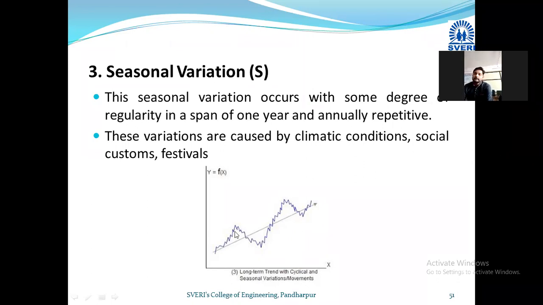In the summer season, the demand for coolers and AC is more. In the winter season, the heater demand is more, and the air conditioner demand will not be there in the market. So that is nothing but a seasonal fluctuation.